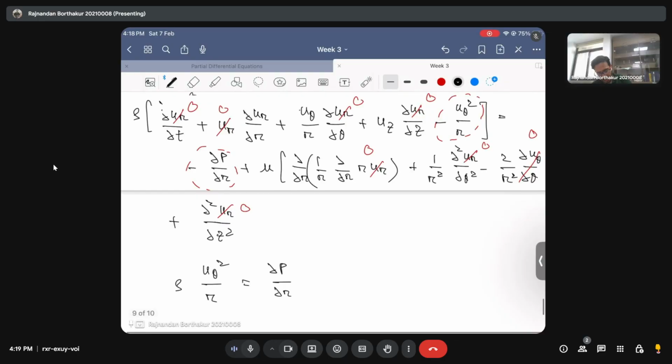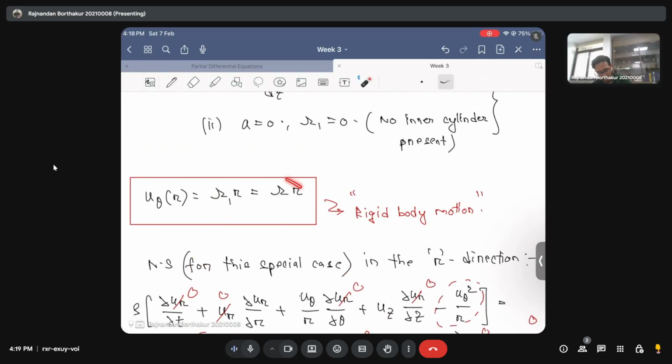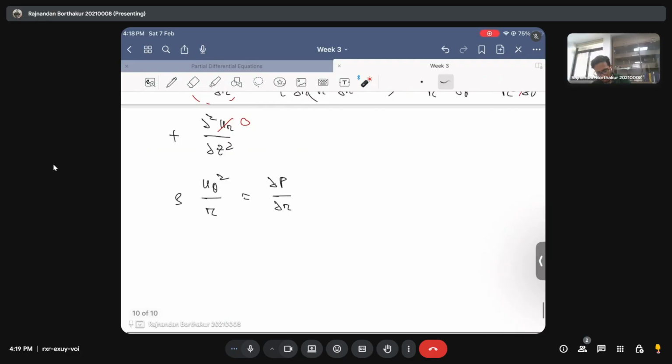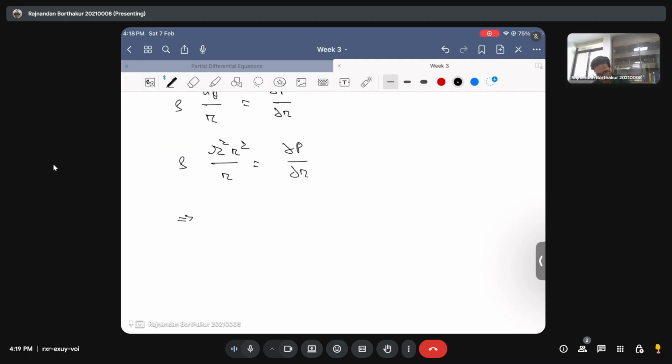Okay, and if I substitute the form of u_theta, because I know that u_theta is equal to omega r, this just becomes rho times omega squared r squared by r is equal to del p by del r, or in other words, the pressure gradient, which is actually unknown, simply comes out to be equal to rho times r omega squared.